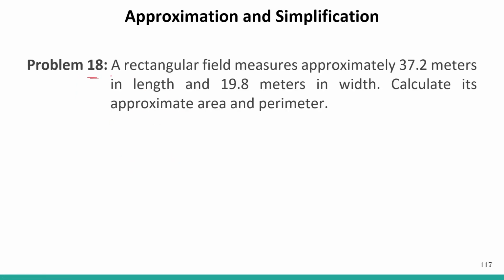Let's see problem number 18. A rectangular field measures approximately 37.2 meters in length and 19.8 meters in width. Calculate the approximate area and perimeter. So perimeter is equal to what? 2 into length plus width. So that will be 2 into 37.2 plus 19.8.